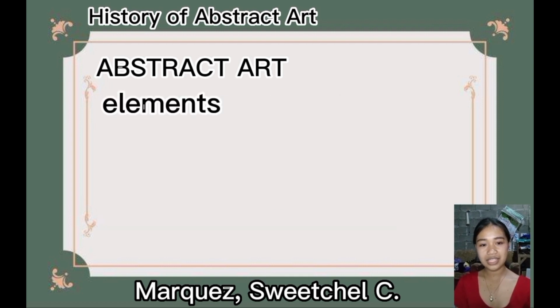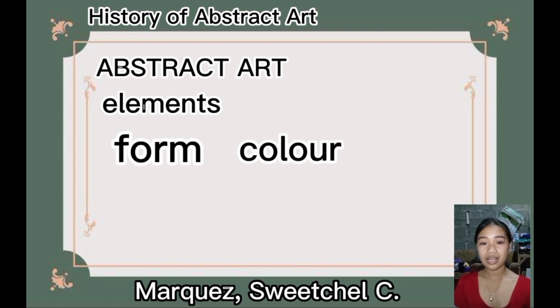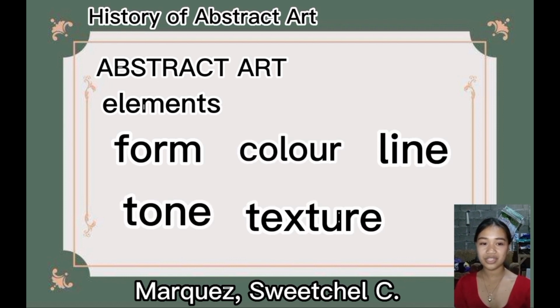All art consists largely of elements that can be called abstract. These elements are form, color, line, tone, and texture.